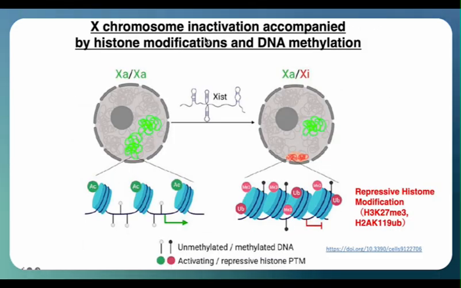X chromosome inactivation involving histone modifications and DNA methylation. On the inactivated X chromosome, in addition to being covered by XIST RNA, there are several characteristics. A higher frequency of repressive histone modifications. A lower frequency of histone acetylation. A higher rate of DNA methylation. Through these epigenetic chromosome modifications, the condensation of the inactivated X chromosome is stably maintained.